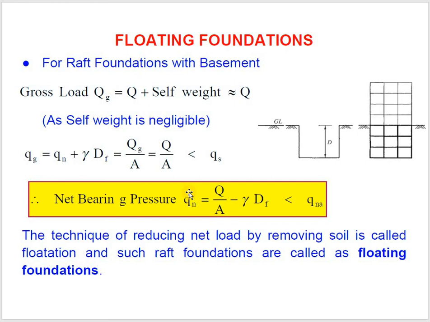So how can you do it? How can you reduce this term? How can you negate this term? That means you must have a gamma dF equal to Q by A. That means you remove the maximum soil here such that it is occupied by the basement of the raft foundations. In such case, this net bearing pressure becomes 0.